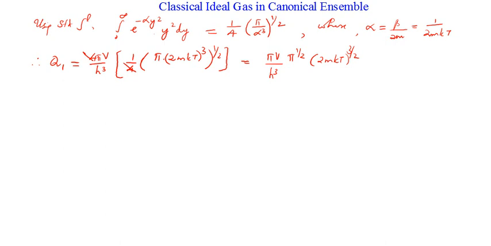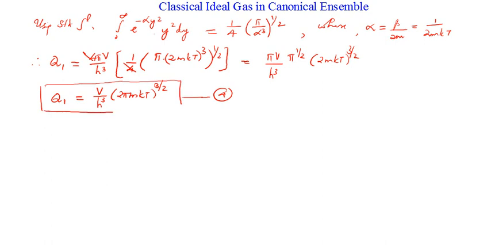So finally you are getting a very simplified thing: Q1 is equal to v by h cubed. This is a very compact equation. Finally we got it. Taking the π inside, that will be equal to (2π m kT) raised to 3 by 2. It is not easy to remember, so let me call this equation number 4. This gives you the single particle partition function for a classical ideal gas. I strongly suggest that you please memorize this equation. It will be handy somewhere else. Now Q1 equals v by h cubed (2π m kT) raised to 3 by 2, right?